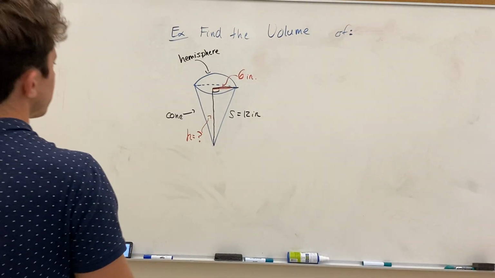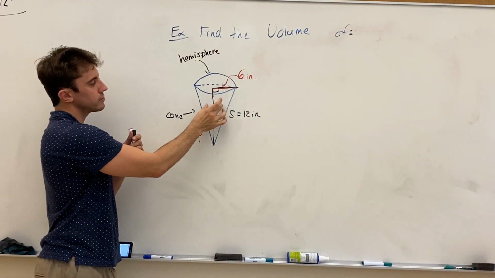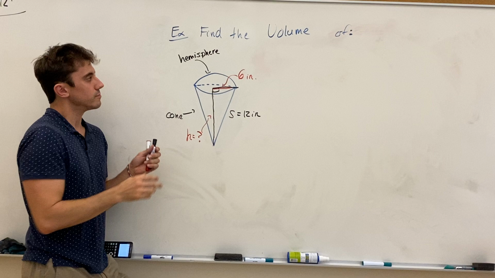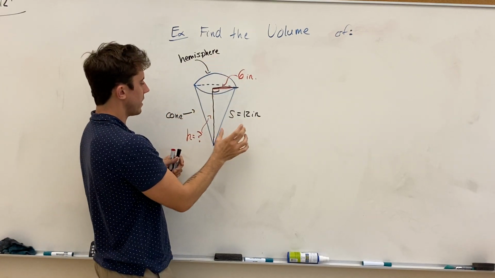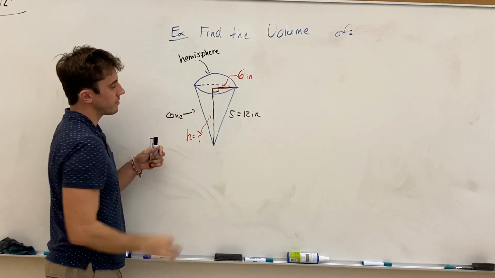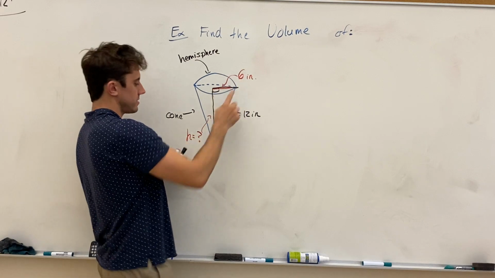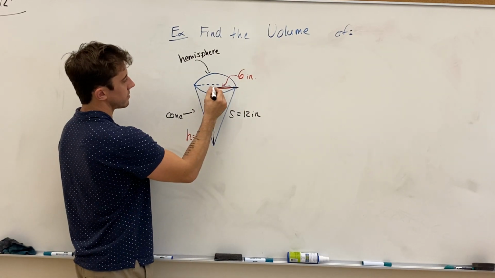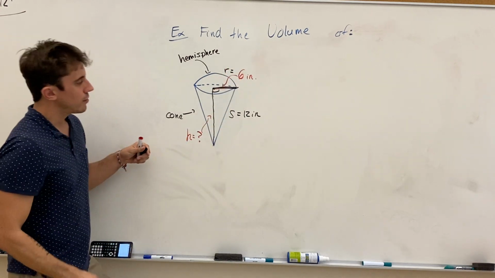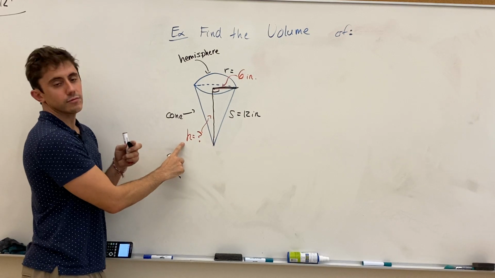Good afternoon, everyone. Today we're doing an example where we find the volume of a composite object, namely a cone topped off by a hemisphere, kind of like an ice cream cone. We have a hemisphere on top and a cone on the bottom. We know that the radius of our cone and of our hemisphere is 6 inches. So this is from the center to the side, being a radius. We know that the slant height of our cone is 12 inches, but we don't know the vertical height of our cone.